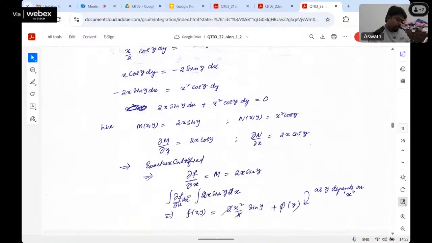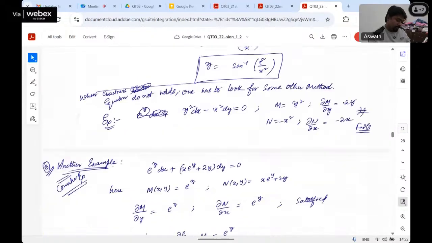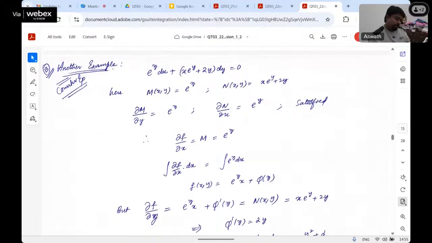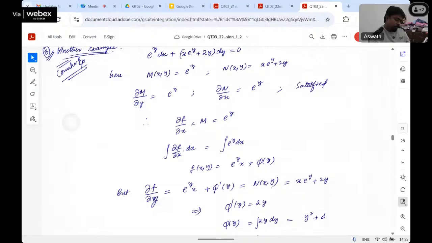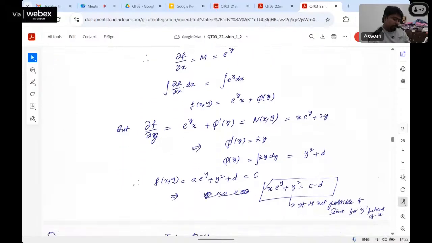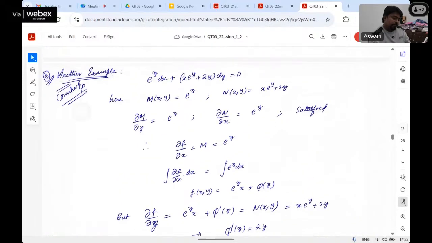Okay, one more example I have, I think, here. Just a minute. Another example. So a counter example is what I'm just giving here.